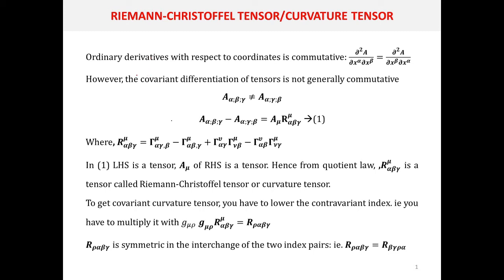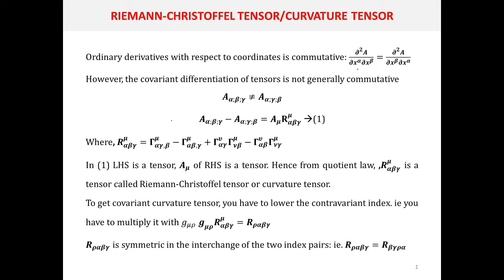Next is the Riemann-Christoffel tensor, or Riemann-Christoffel curvature tensor. We know that ordinary derivatives with respect to coordinates are commutative. That is, ∂²A/∂x^α∂x^β is the same as ∂²A/∂x^β∂x^α. So the order of taking derivatives is not important.